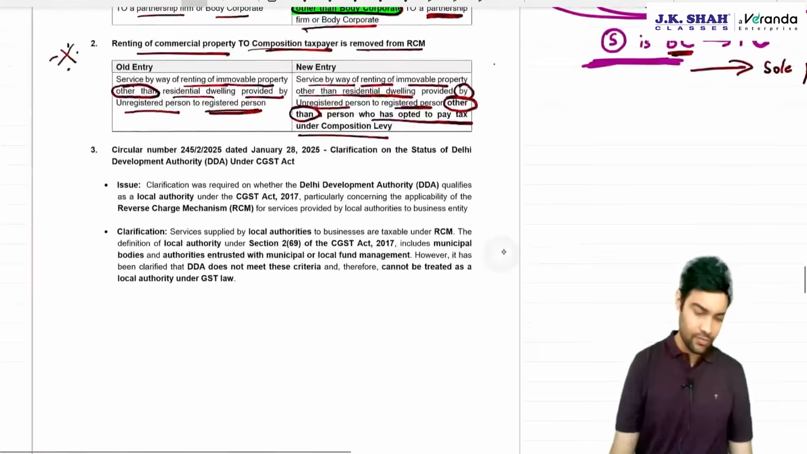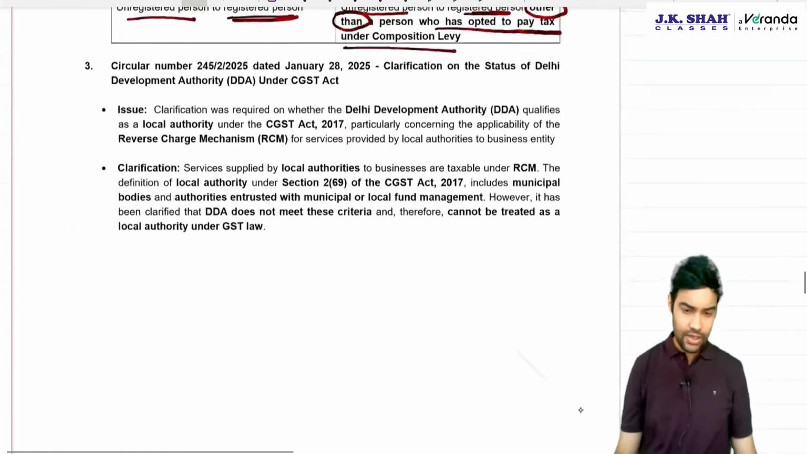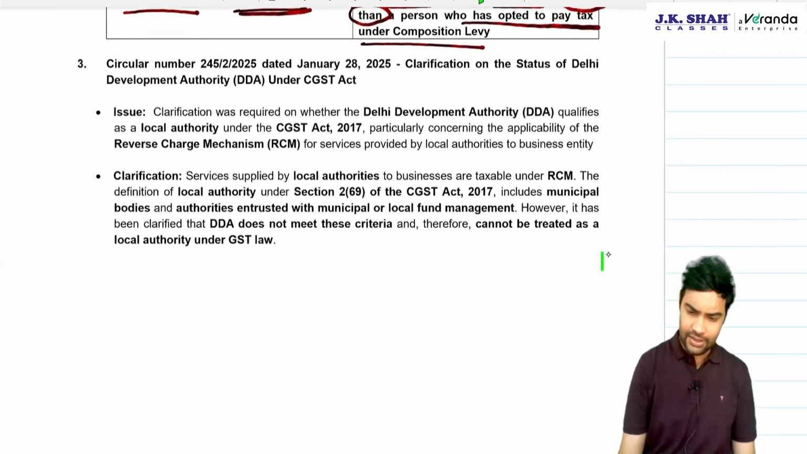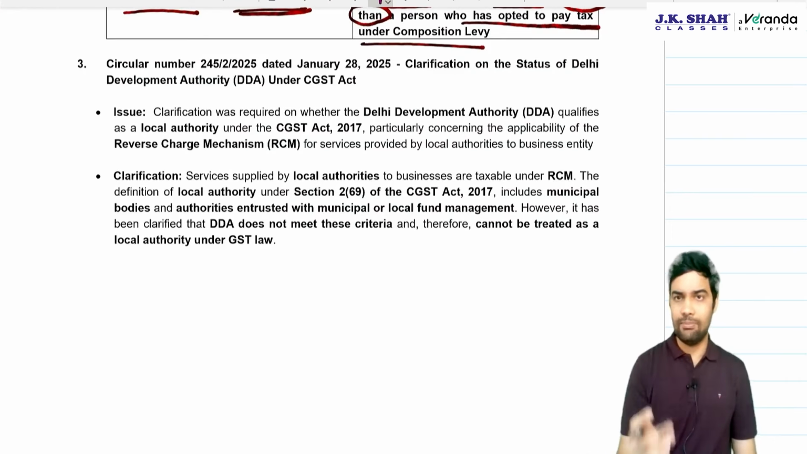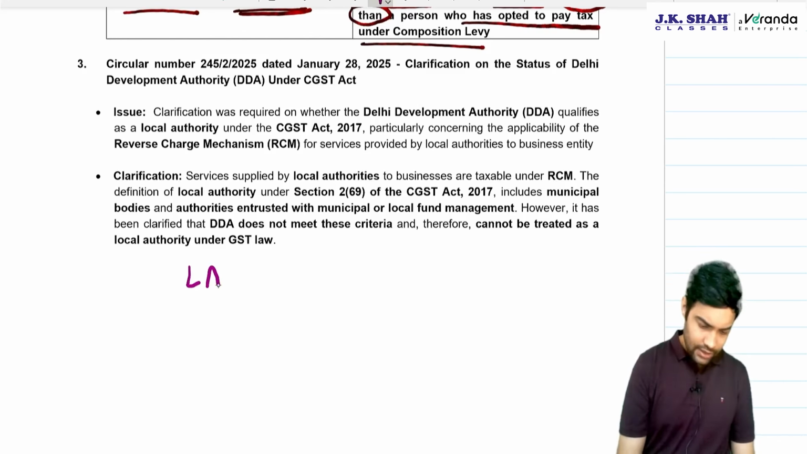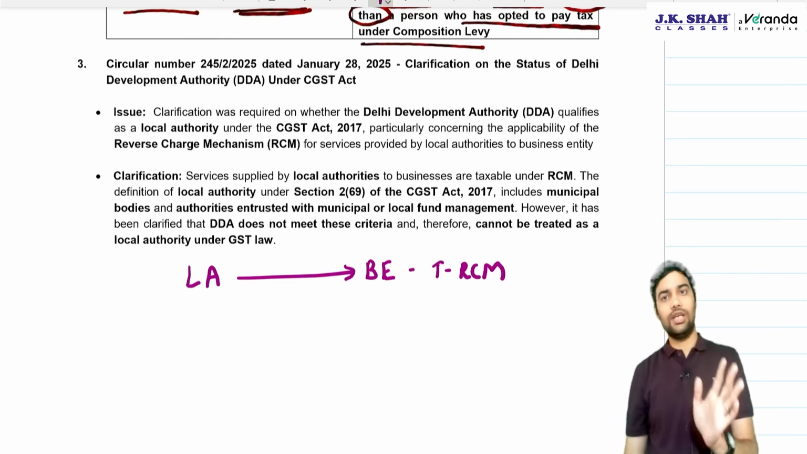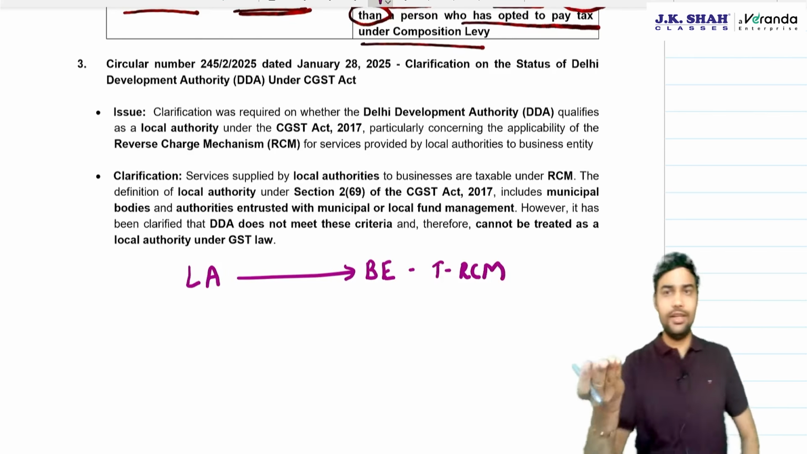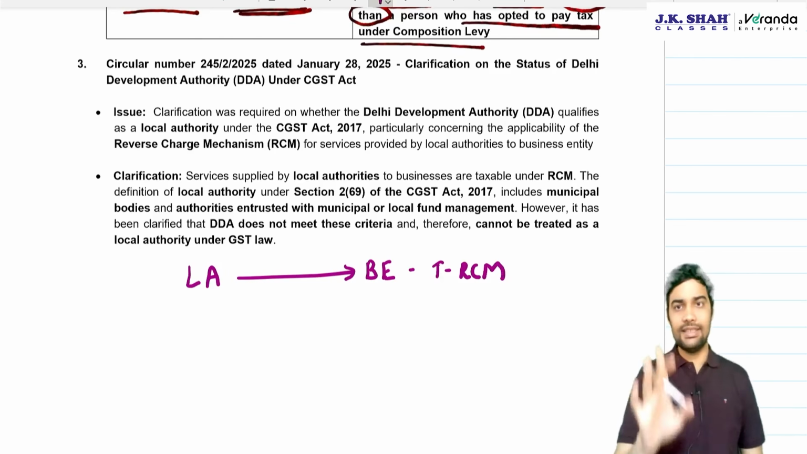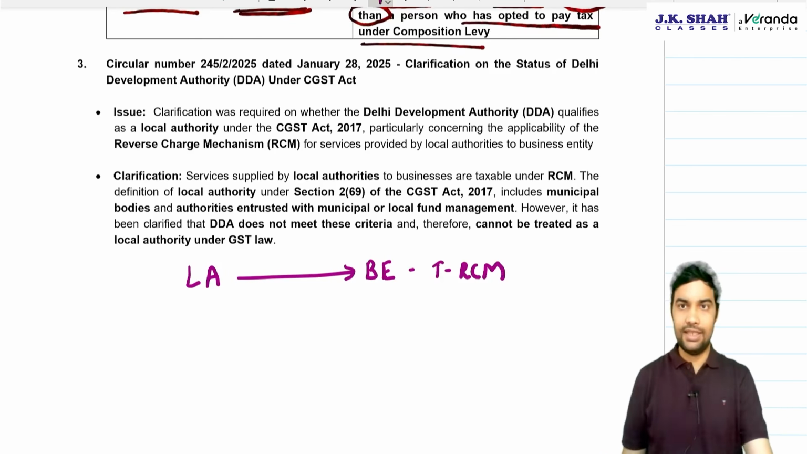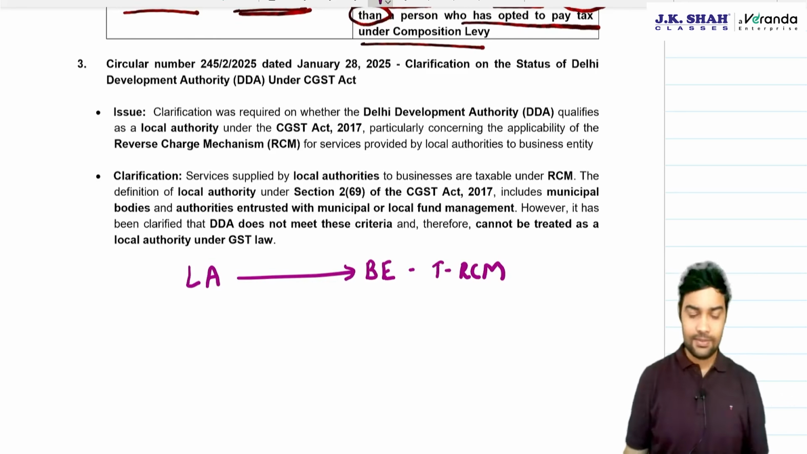Now let's have a look at one circular, on Delhi Development Authority. It's a very simple circular. I'll tell you a very simple case. Services from government or local authority to a business entity are taxable under RCM, and the business entity is responsible to pay the tax. You are aware of this.